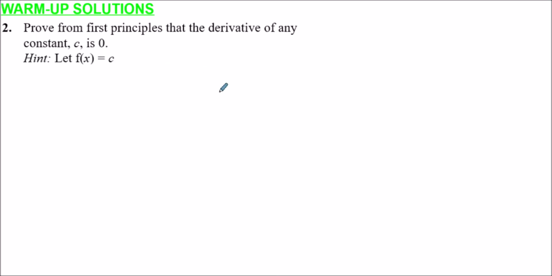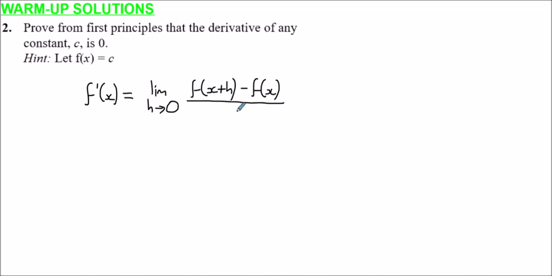Question 2, prove from first principles that the derivative of any constant, let's call it c, is 0. So we've been given a hint here which we can use, just let f of x equals c. So from first principles, f dashed of x is just going to be the change in y in the limit that h goes towards 0. As always, the change in y is going to be f of x plus h minus f of x all over h. So let's just plug in these values.